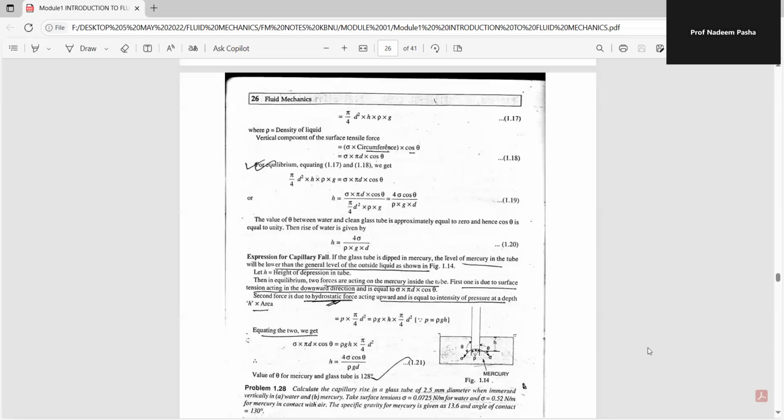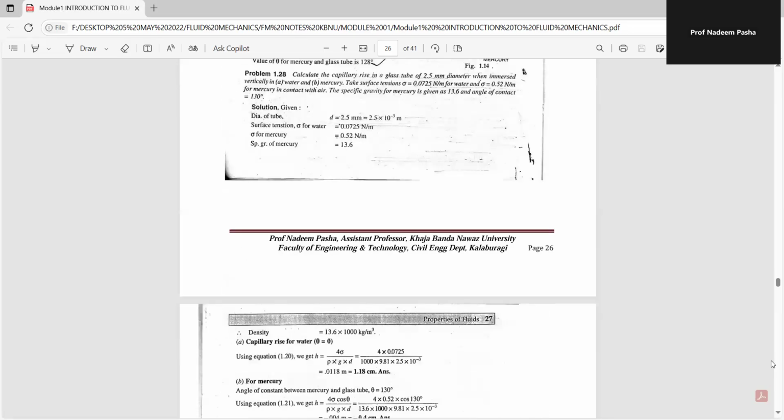So don't get confused. Theta equal to 140 degrees for mercury is the standard value, but in the problem theta is given as 130 degrees. So if it is given, you have to take that value only. So first case, first of all, what are the things given to you? Diameter of tube is given as 2.5 mm. If you convert this, it comes out to be 2.5 into 10 raised to minus 3 meter.